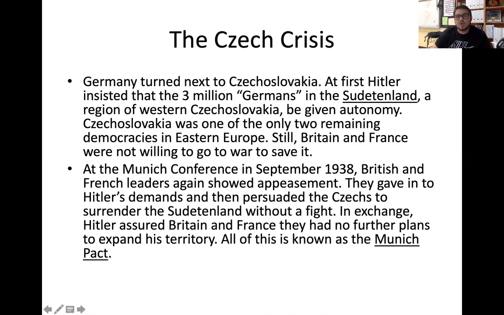Czechoslovakia was one of the only two remaining democracies in Eastern Europe. The other one's Finland. Still, Britain and France were not willing to go to war to save it. At the Munich conference in September 1938, British and French leaders again showed appeasement. They gave in to Hitler's demands and then persuaded the Czechs to surrender the Sudetenland without a fight. In exchange, Hitler assured Britain and France he had no further plans to expand his territory. All of this is known as the Munich Pact.